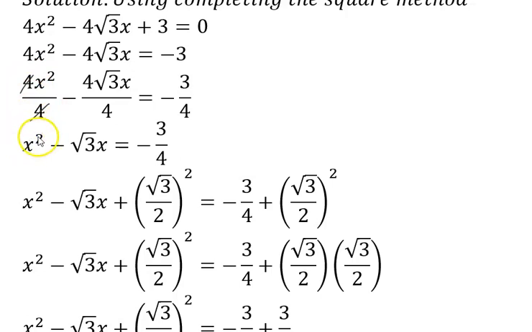Now you are left with only x squared. The coefficient is now 1. This 4 will cancel this 4. You are left with what? Square root of 3x, and now this one cannot cancel. Minus 3 over 4. Beautiful.